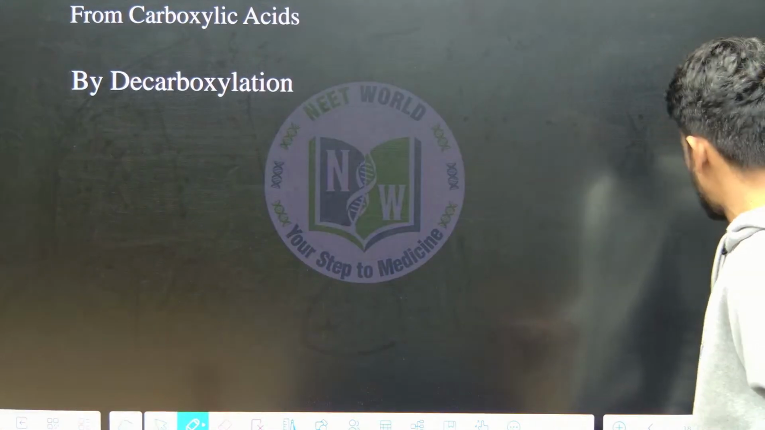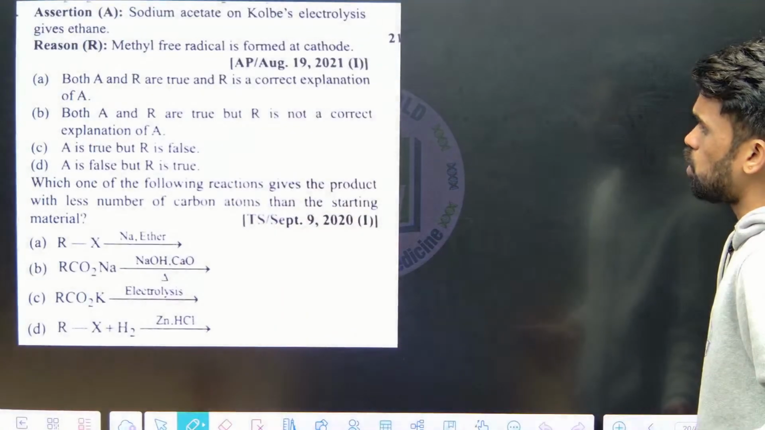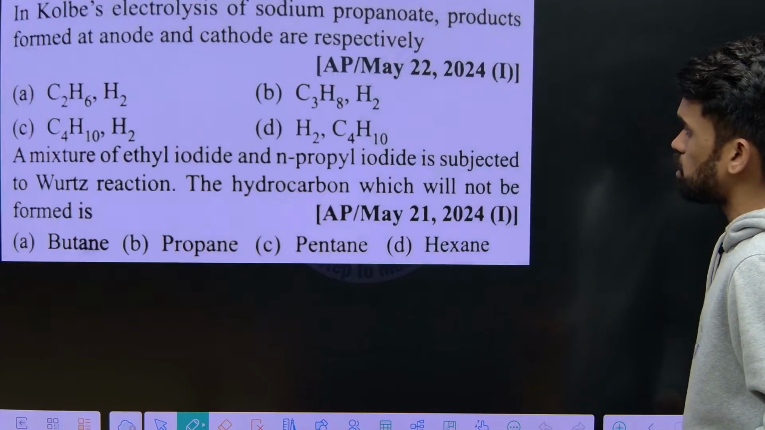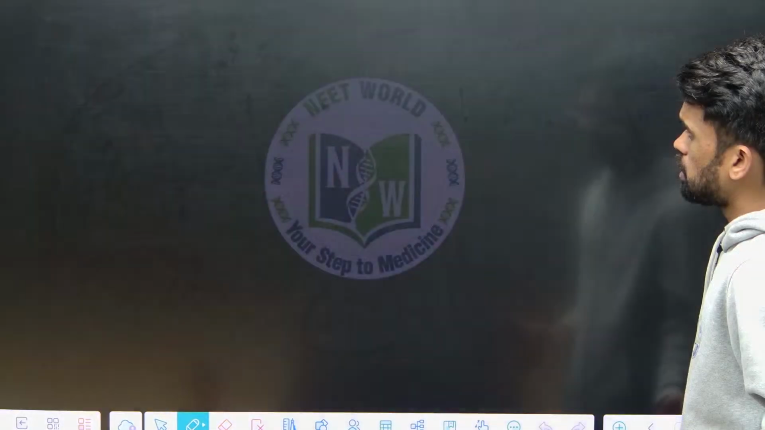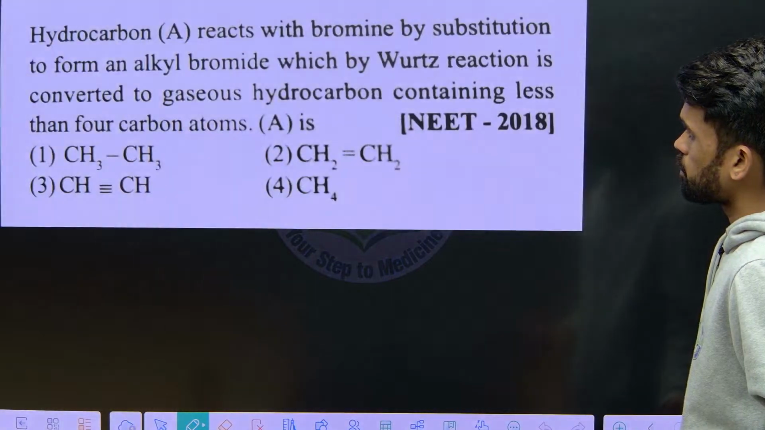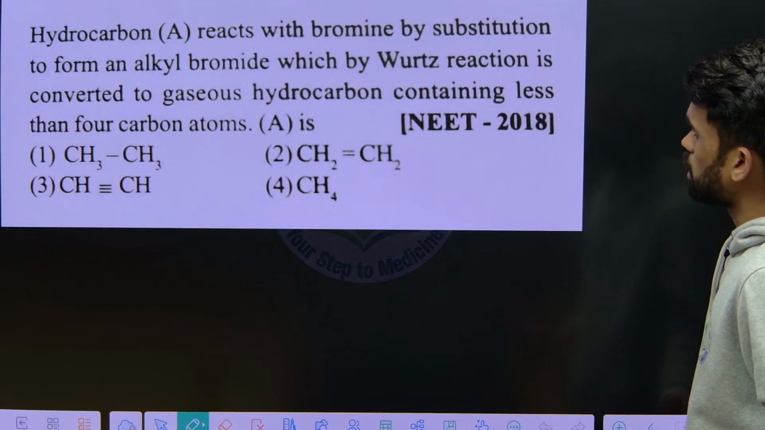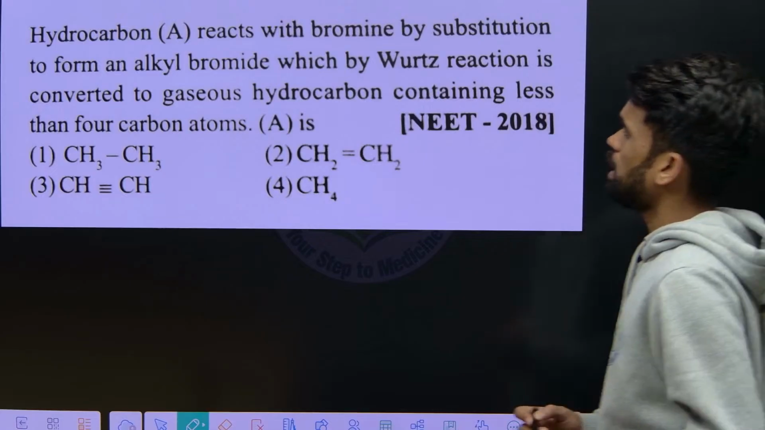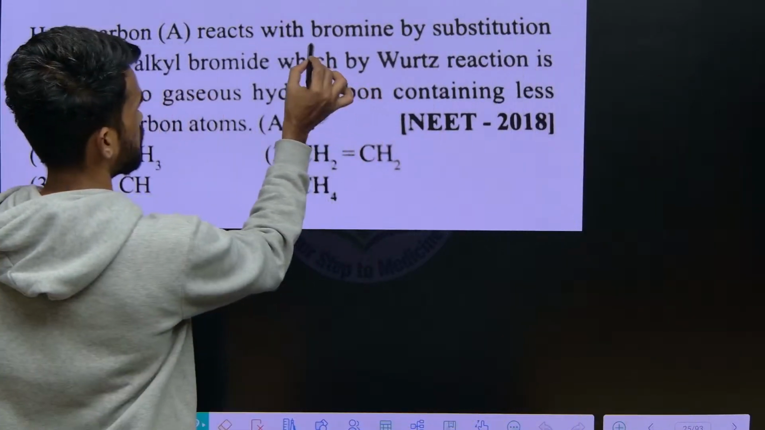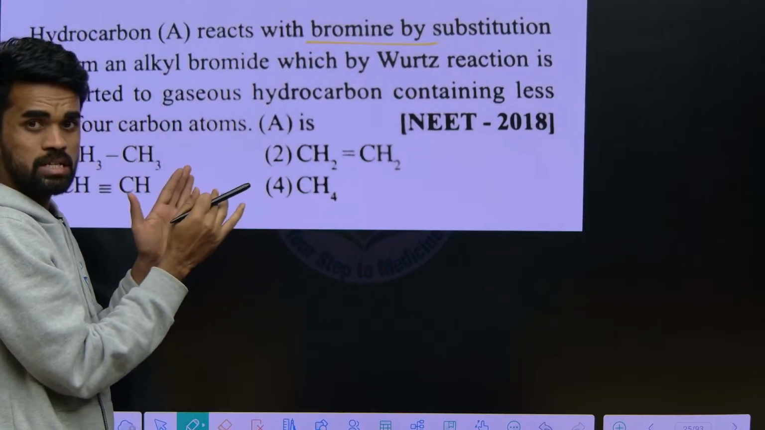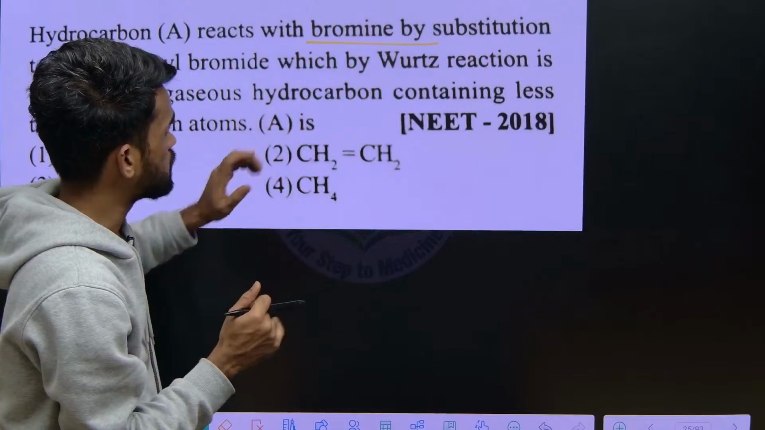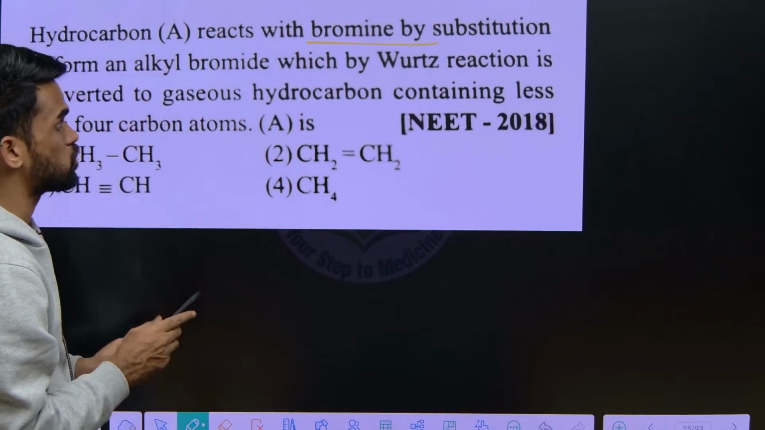Decarboxylation we discussed already, Kolbe electrolysis is also over, and these questions were also discussed in the last session. Before going to that, I just wanted to give you a few more reactions. Look at this: a hydrocarbon A reacts with bromine. Till now, whatever questions appeared on the screen were covered in the last session. This is a question I wanted to solve in this session first.